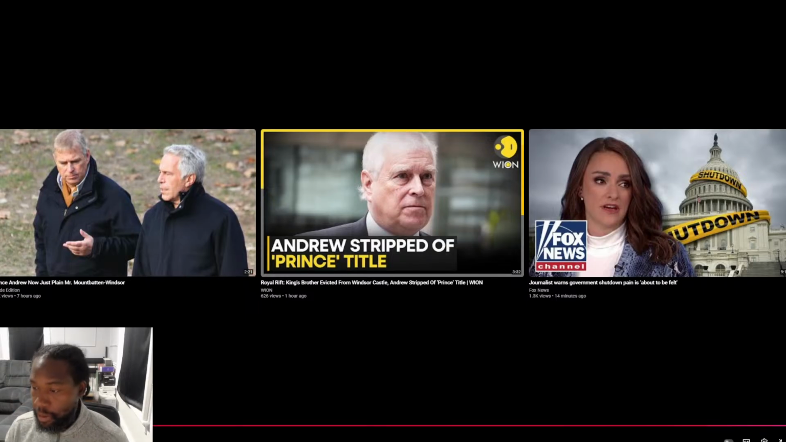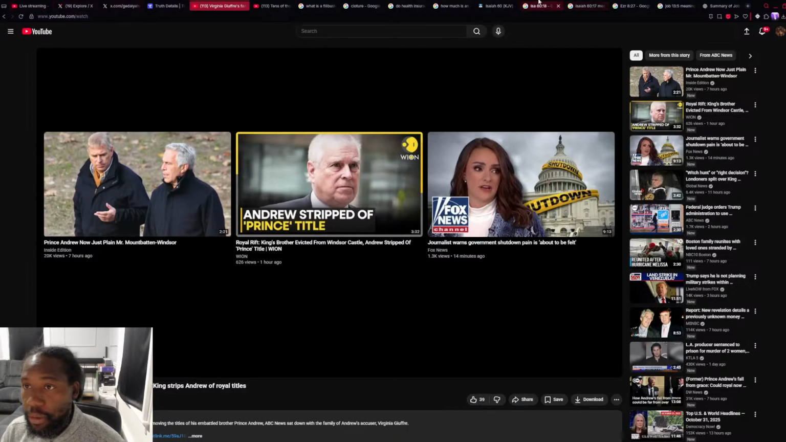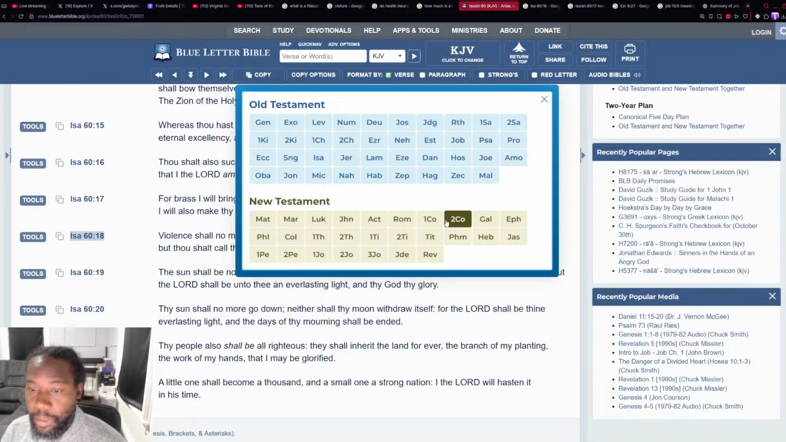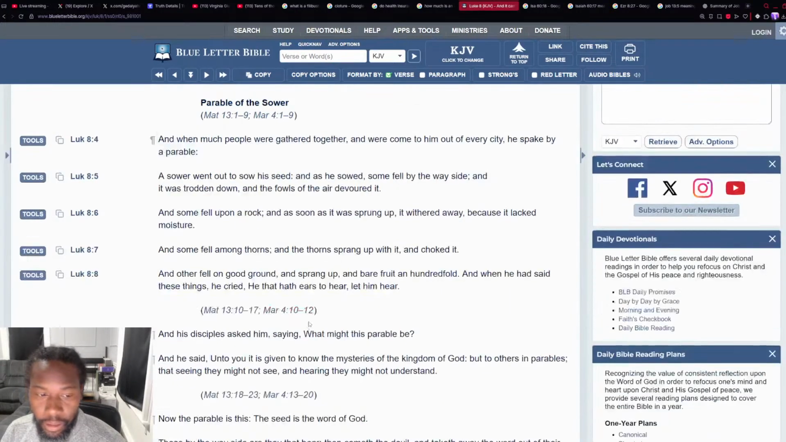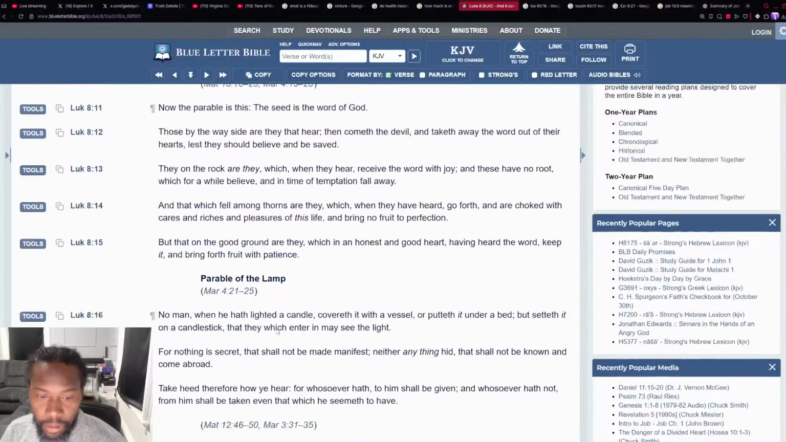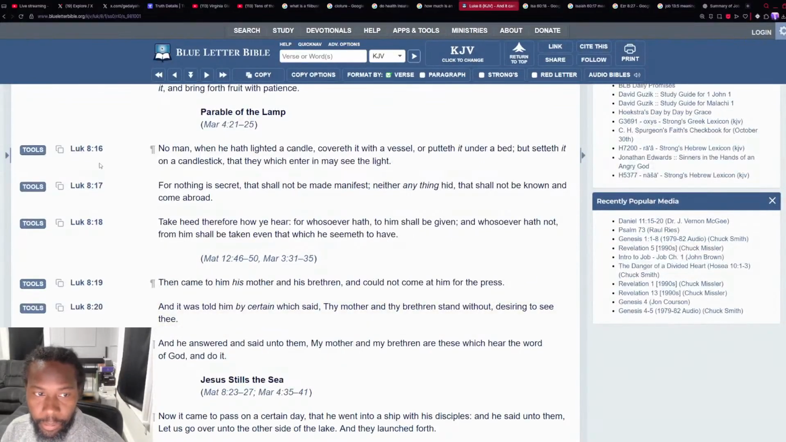That's right. That's the precept of Luke, book of Luke, chapter 8, the parable of the lamp. I'm going to start at 16. No man, when he have lighted a candle, covereth it with a vessel, or putteth it under a bed, but setteth it on a candlestick, that they which enter in may see the light.